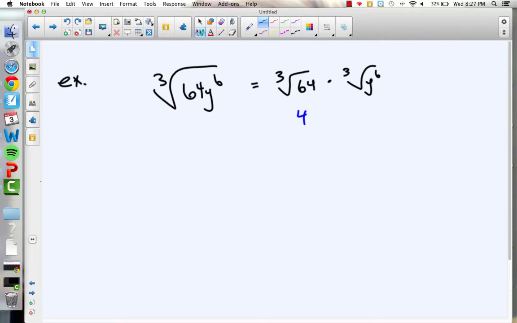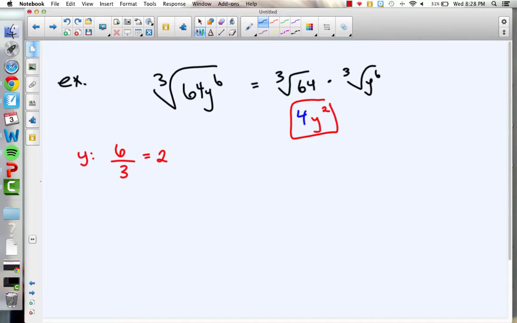Well, 3 and 6 don't match, but here's our little shortcut, and this is going to come in handy. What you want to do is take the power that's underneath the radical, so I'm dealing with my y's right now. I'm going to take the power of the radical divided by my index that's on the outside of my radical, so divided by 3. When I do that, what's 6 divided by 3? That's 2. So that tells me how many y's I'm going to have left over. So right here I'd have y squared because the 2 was what I got when I divided. So here's my answer. So 4y squared, and you're done.